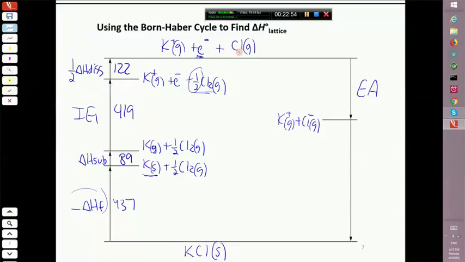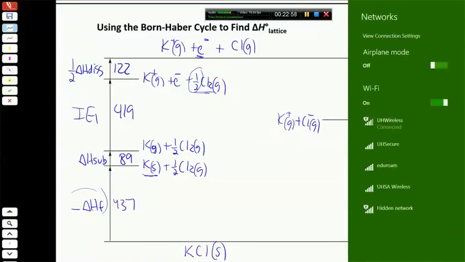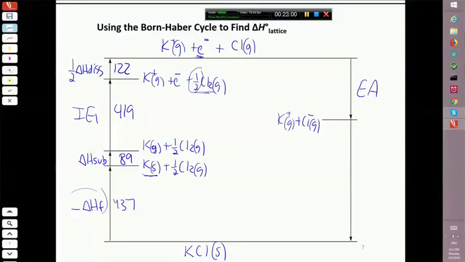We have 1 mole of chlorine in our equation, so we don't have to modify the electron affinity by any number. And that number, as we said, was minus 349. So that's the electron affinity of chlorine. And then the last step here is we take these two gas phase ions and we recombine them to make KCl solid. And that step here is what we refer to as the lattice enthalpy, and that's going to be our unknown value that we're going to solve for.